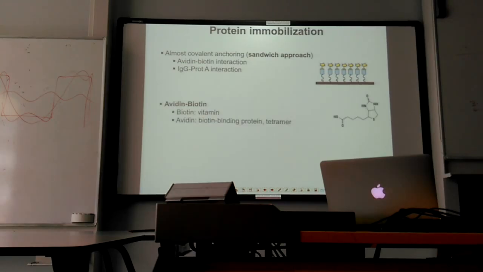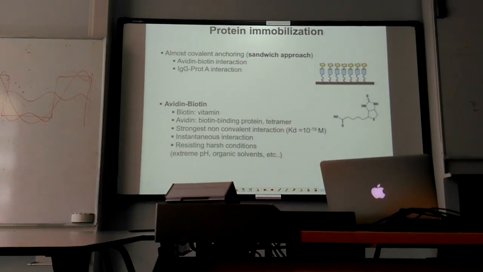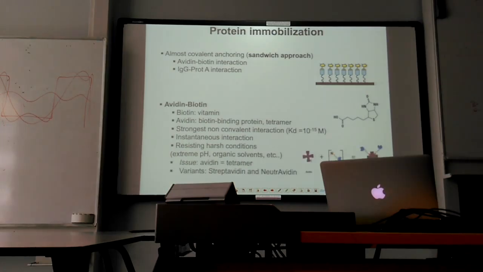A bit more information about avidin-biotin. Biotin is a vitamin, and avidin is a biotin binding protein, and it's a tetramer. So you have a very, very strong interaction. It's not completely covalent, but it's almost covalent. What is nice is that the reaction is instantaneous, so it's really fast, and it's really strong and resists a lot of harsh conditions. One issue is that avidin is a tetramer, meaning that it can interact with 4 different biotins. So you may want to block the other groups if you don't want the formation of large structures.